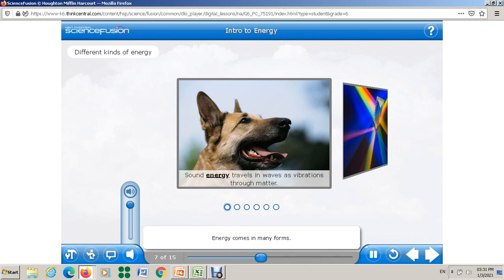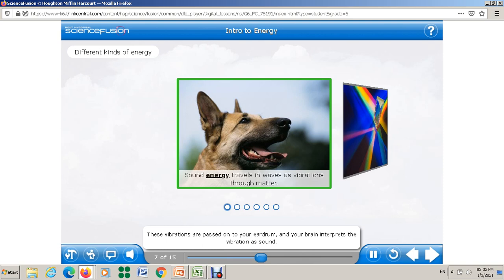Energy comes in many forms. Click the images to learn more about different kinds of energy. You can hear a dog bark, and a dog can hear you. This is because of sound energy. Sound energy is a kind of kinetic energy that is produced by a sound wave. As a sound wave moves through matter, it vibrates the particles of matter. These vibrations are passed on to your eardrum, and your brain interprets the vibration as sound.